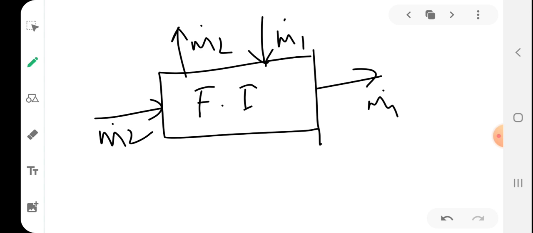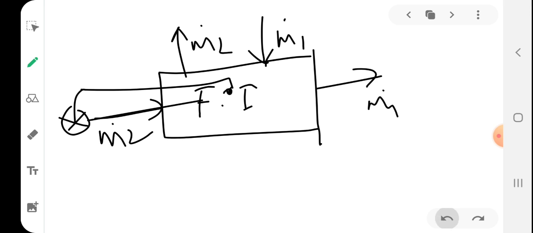Actually, in the flash intercooler there will be a floating valve also. You have already learned the function of the floating valve. It is connected to the expansion valve. Whenever the level of liquid here is reduced, the floating valve gets activated and more expansion will be done. So that is the working of the floating valve. Don't worry about that.